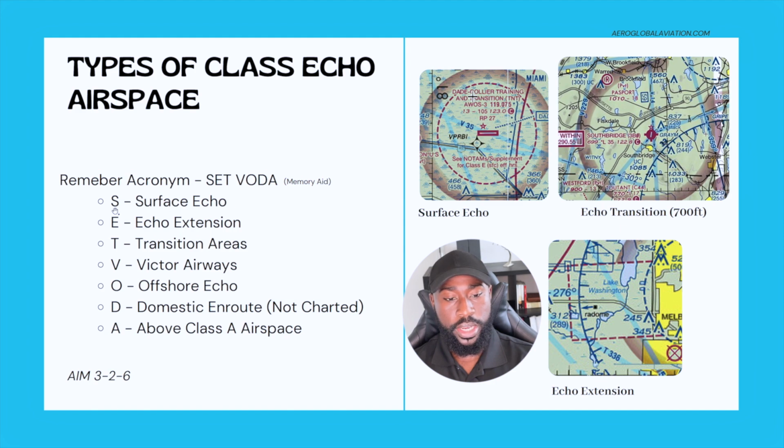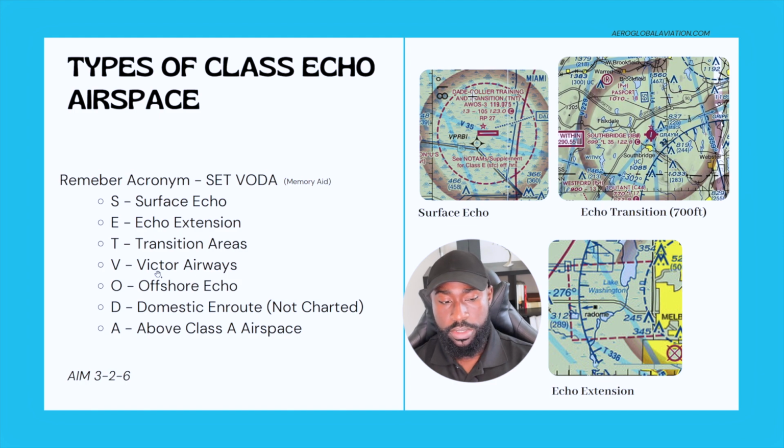So you have surface echo. Surface echo is usually when you look on the chart and you see a dashed circle with dashed lines, in a magenta color. So basically a dashed magenta circle is a surface echo. It's basically echo starting from the ground all the way up. And then the E is an echo extension. The echo extension is usually attached to maybe a Class Delta airspace. It also has a dashed magenta line, usually in a squarish shape.